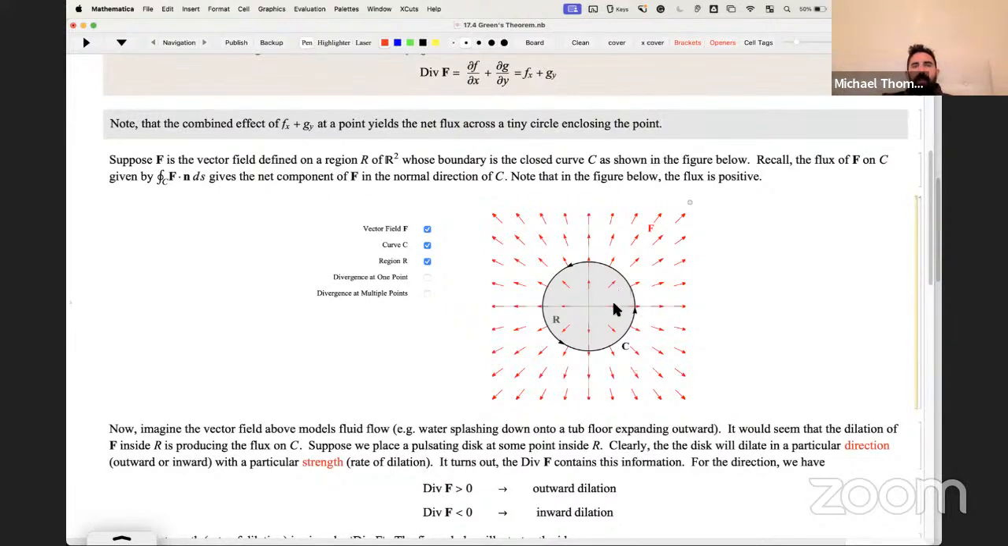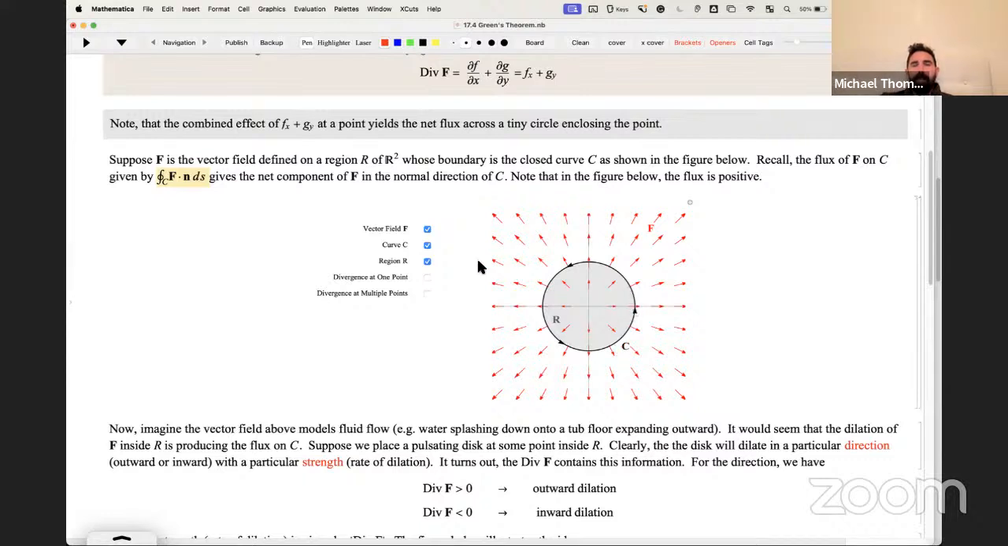So let's suppose we got a vector field. It's the same thing. It's a simply connected region R, and then the boundary is a simple piecewise smooth curve oriented in the counterclockwise direction. Do you guys remember this? That's the flux, right? The flux on the curve C. So in this particular case, is it clear that the flux is positive? This is something we learned back in section 17.2.